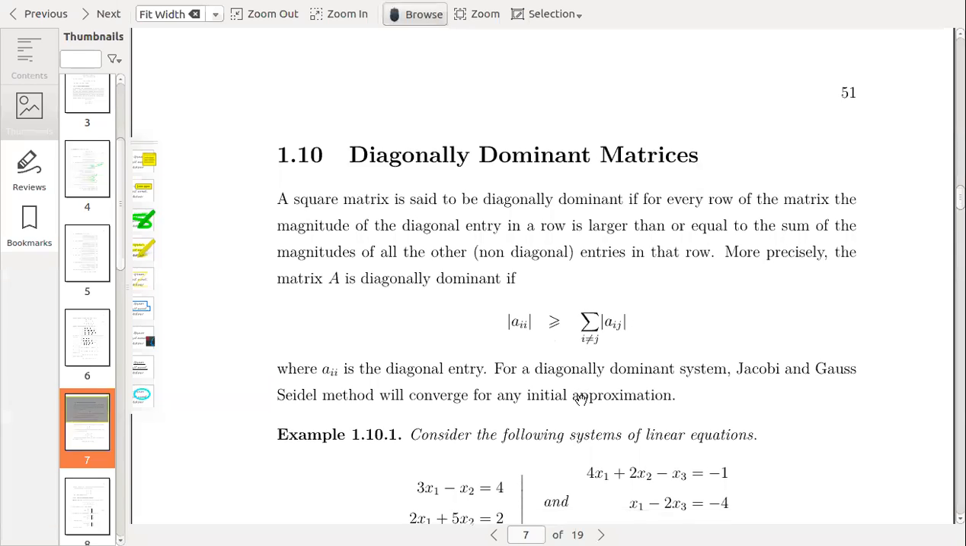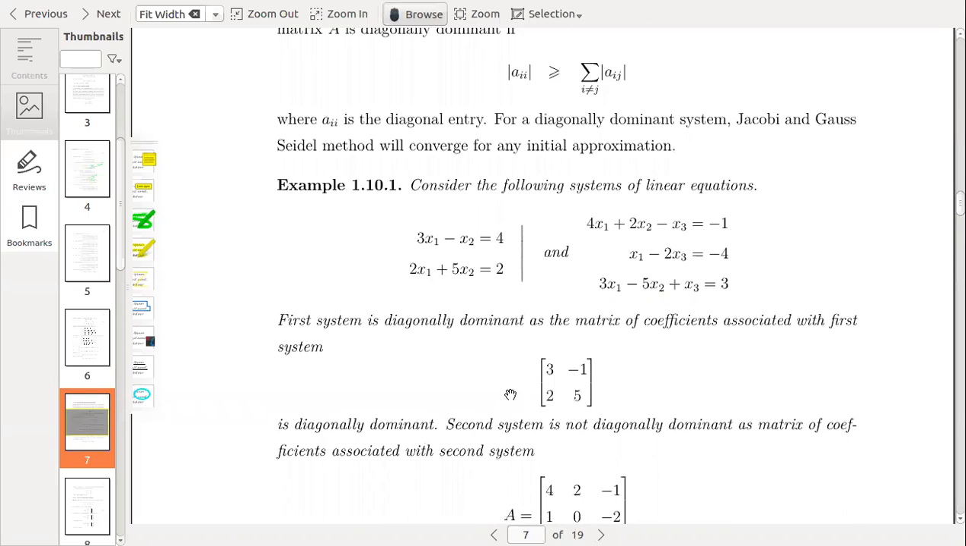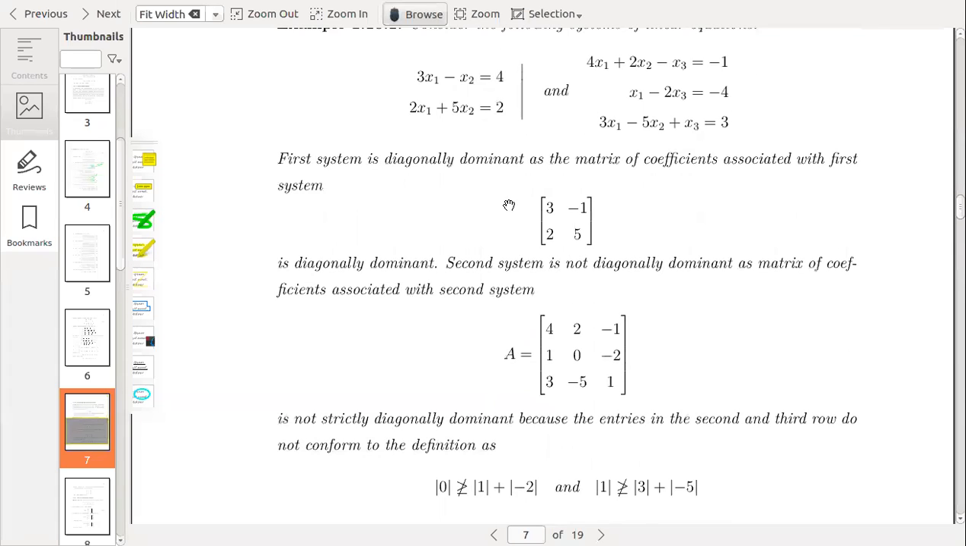So here is an example. Consider the following system of linear equations. This is the system of equations. So the matrix of coefficients is 3, minus 1, 2, 5. This is a diagonally dominant matrix because 3 is greater than minus 1 and 5 is greater than 2.